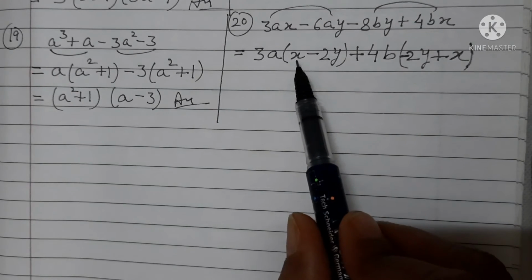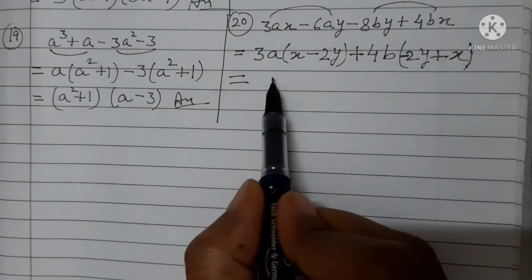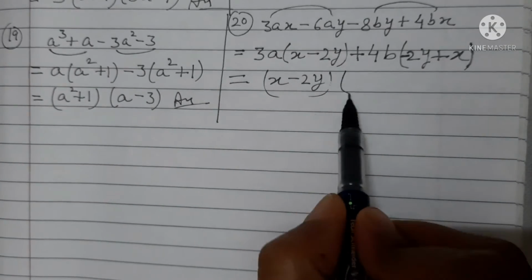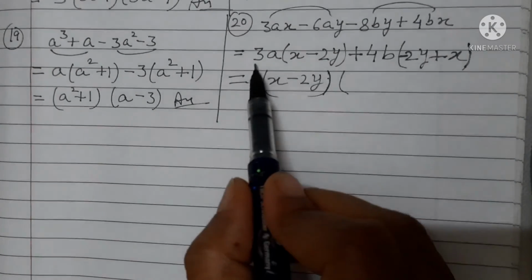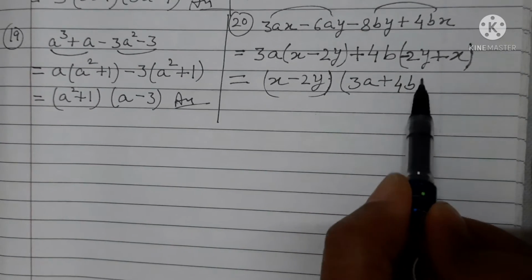Now see, these two terms are the same, so take out x minus 2y as common, and write down the other remaining part, here 3a plus here 4b. Answer.